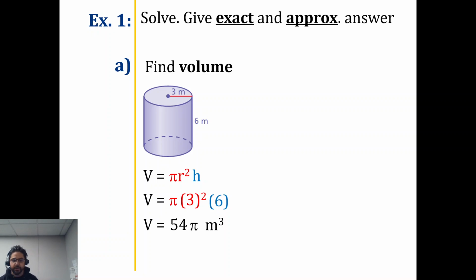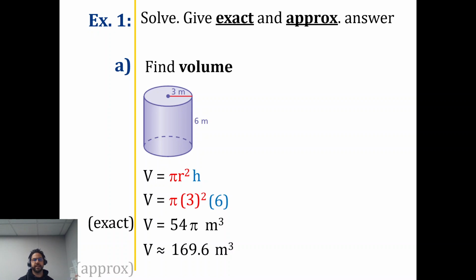All right, if you did that correctly, you should have an exact answer and now an approximate answer. So do your little wavy. We're going to go ahead and round it to the nearest tenths place on your calculator. And don't forget your units. And again, this is our approximate answer.